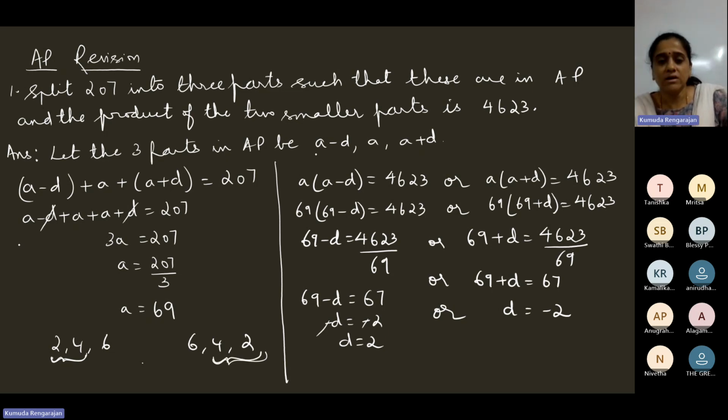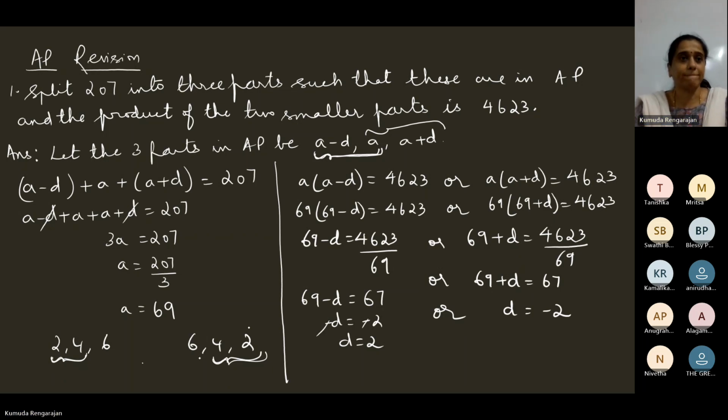That's why one case is A minus D into A is equal to 4623, the product of the 2 smaller parts. So A minus D and A can be the 2 smaller parts, or A and A plus D also can be the 2 smaller parts. When D is positive, these are the 2 smaller parts. When D is negative, these are the 2 smaller parts.